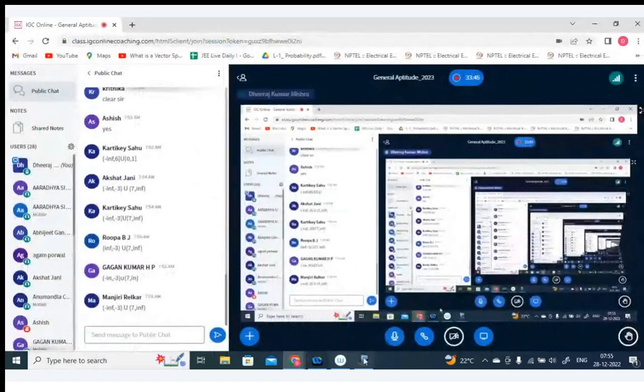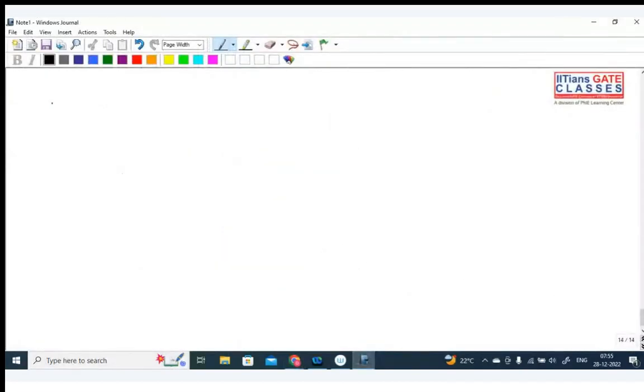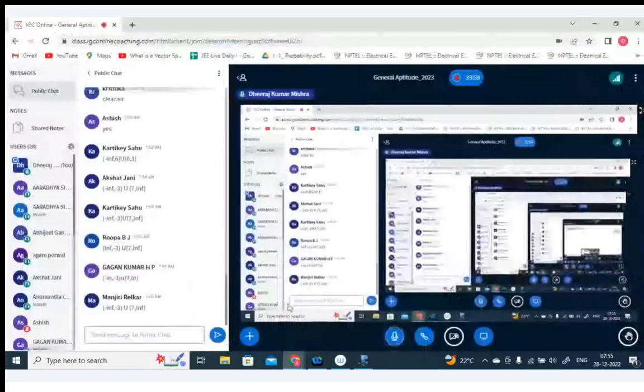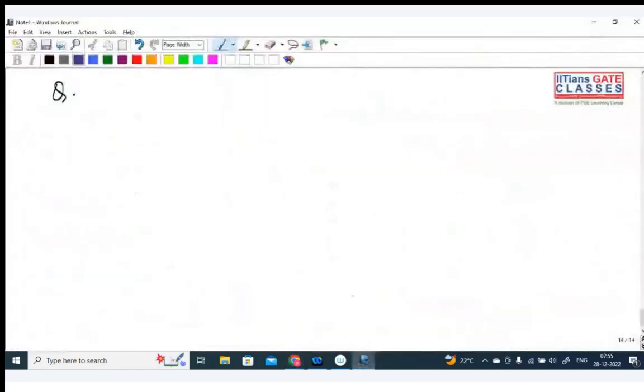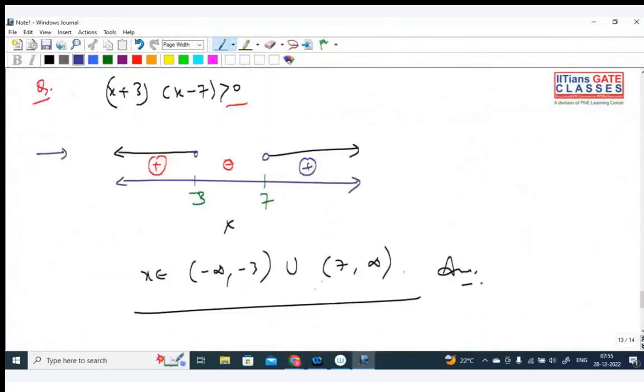Let me take one more question, guys, so that your concept will become more clear. In fact, you can eliminate the options also, just by looking at the expression and the inequalities. Because inequalities will be given, there will be only open intervals. So if any option contains that kind of interval, you can ignore it. Suppose the question is like this: 2 minus x and x minus 5 is greater than or equal to 0. So quickly do this question.